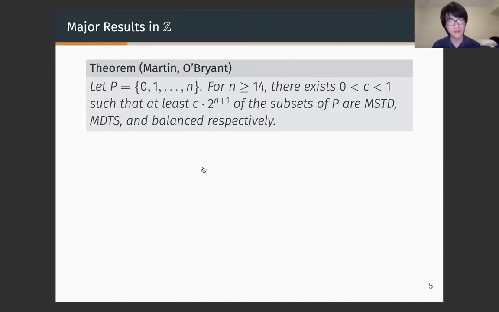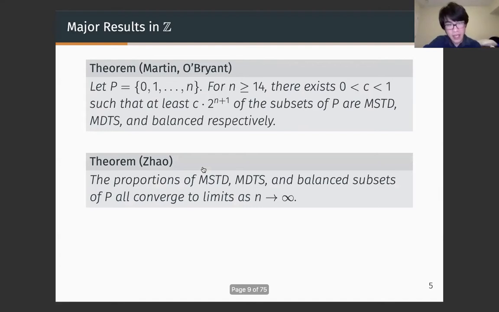First, we take a look at a couple of results in the integers. A theorem by Martin and O'Bryant states that, letting P be the set of all integers from 0 to n, then for n greater than or equal to 14, there is a positive proportion of the subsets of P that are MSTD, MDTS, and balanced respectively. And Zhao proved an improved version of this theorem, which is that the proportions of MSTD, MDTS, and balanced subsets all converge to their respective positive limits as n goes to infinity.